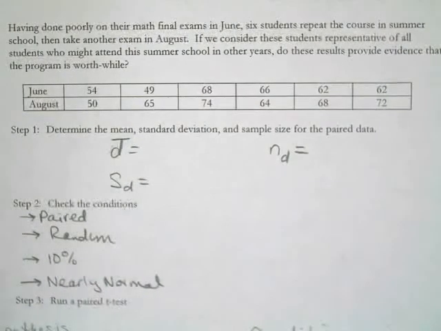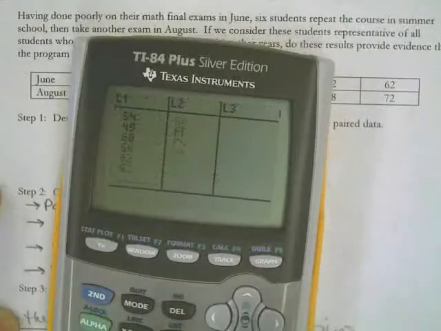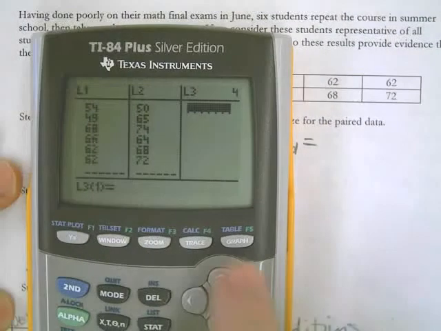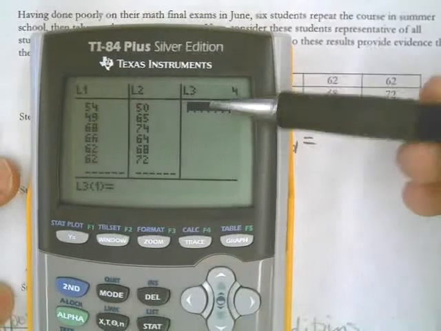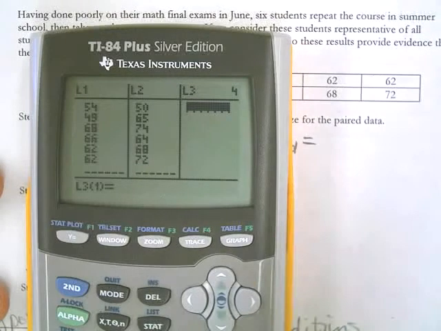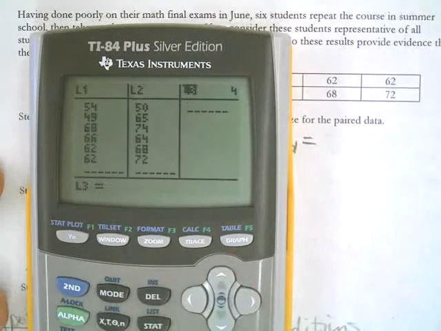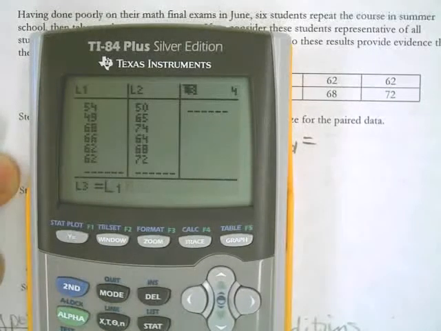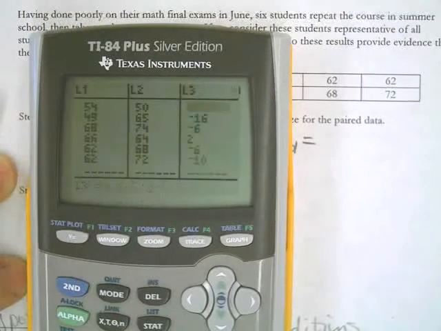So when I'm here, we are supposed to calculate the differences. The best way to do this is let the calculator do the math for you, because some of these lists are going to be long sometimes, and you're not going to want to have to do that. So go up here and highlight L3, and just type in L1 minus L2, and it's going to give you the difference. And so there's the differences.